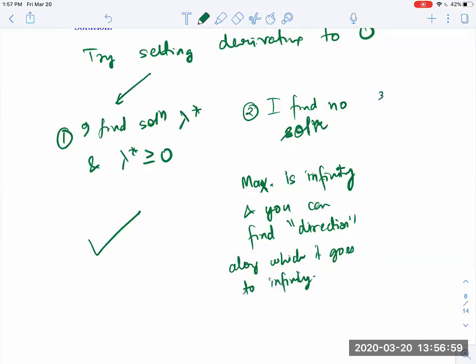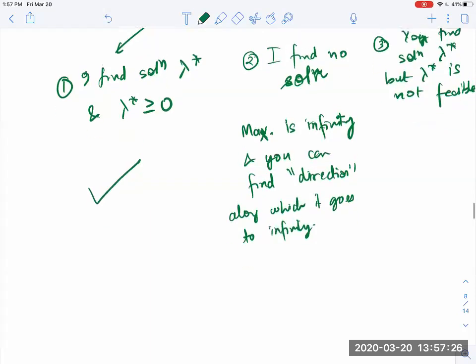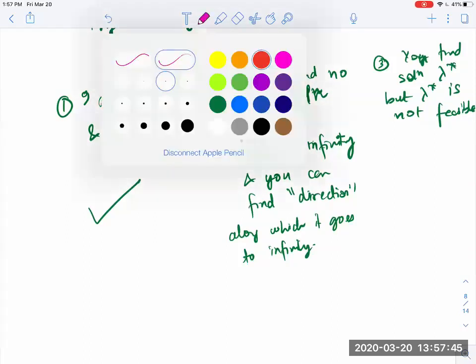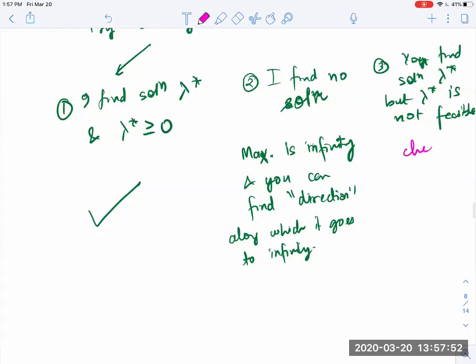And the last case, which is what will happen in this particular problem, is you find a solution lambda star, but lambda star is not feasible. So in this last case, what will you do? Some ideas? What do you do if your unconstrained maximizer is not feasible? Would you look at the closest possible value on the boundary of your constraint? Yeah. So you want to check boundaries.